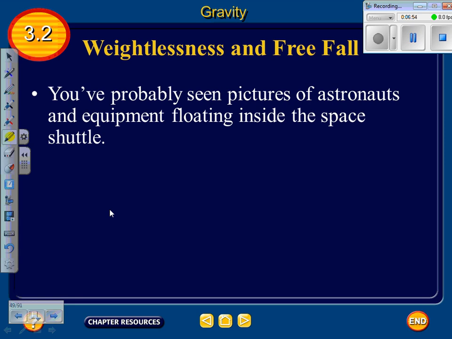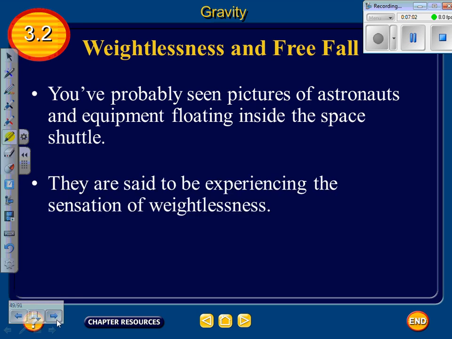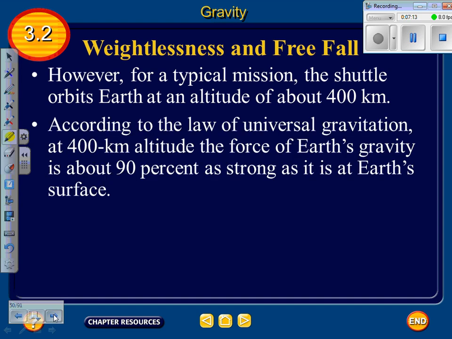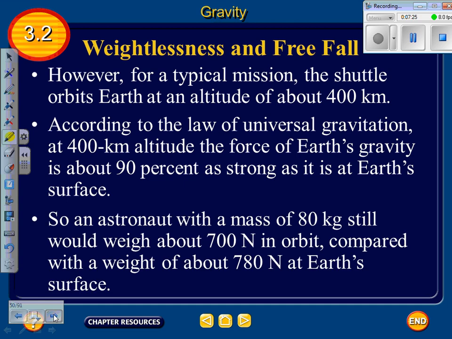Weightlessness and free fall. You've probably seen pictures of astronauts and equipment floating inside the space shuttle. They're said to be experiencing the sensation of weightlessness. However, for a typical mission, the shuttle orbits Earth at an altitude of about 400 kilometers. According to the law of universal gravitation, at 400 kilometers altitude, the force of Earth's gravity is about 90% as strong as it is at Earth's surface. So an astronaut with a mass of 80 kilograms still would weigh about 700 newtons in orbit, compared with a weight of about 780 newtons at Earth's surface.